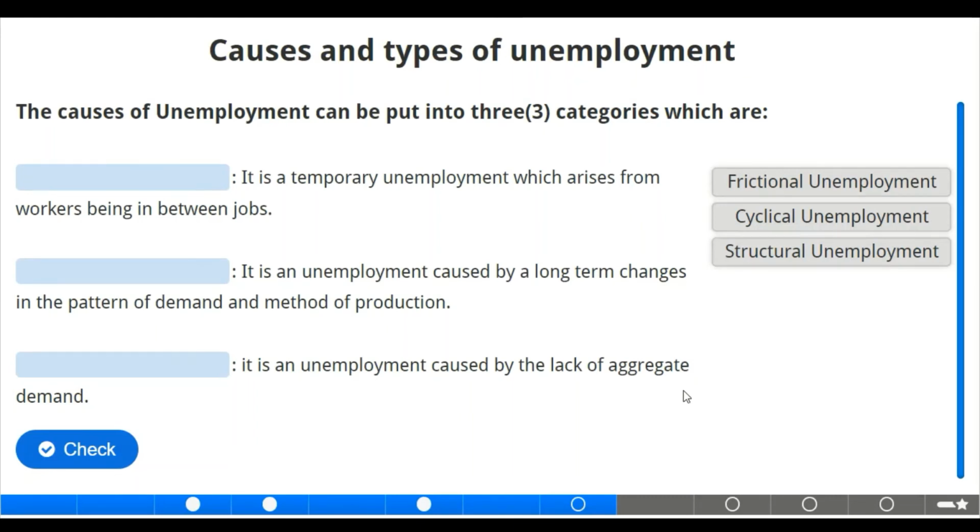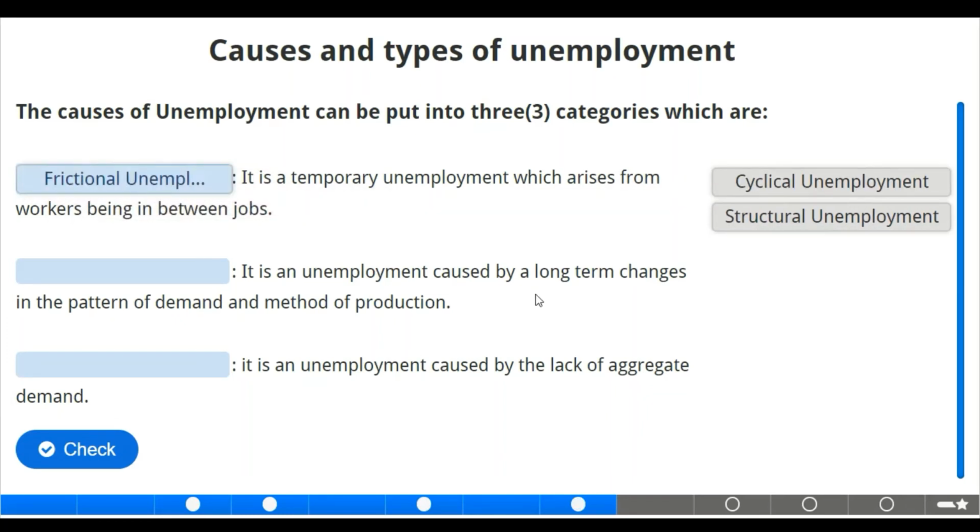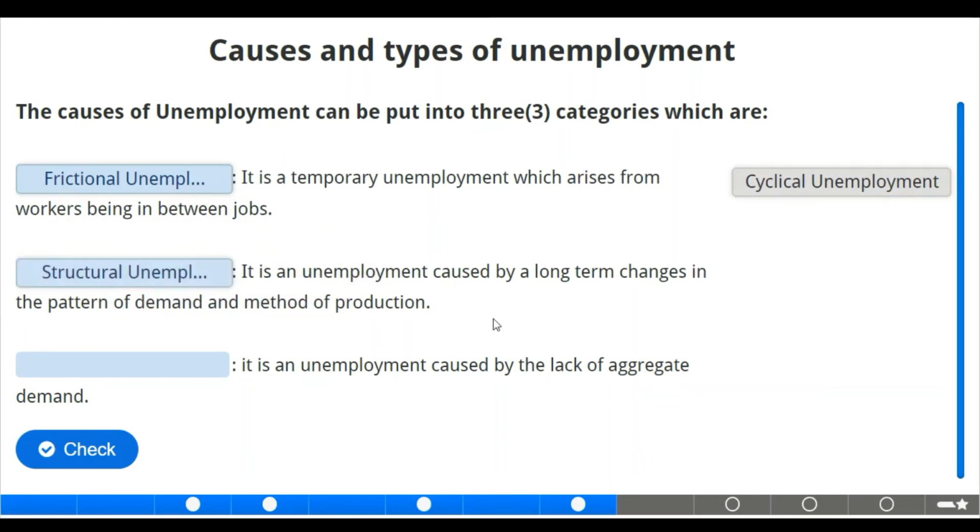What are the types of unemployment and what can cause the types of unemployment at the same time? Now we have a temporary unemployment which arises from workers being in between jobs. Now, how do we express that? Which kind of unemployment is that? That is frictional unemployment. Here we also have an unemployment caused by long-term changes in what? In the pattern of demand and method of production. That is structural unemployment. That should be structural unemployment.